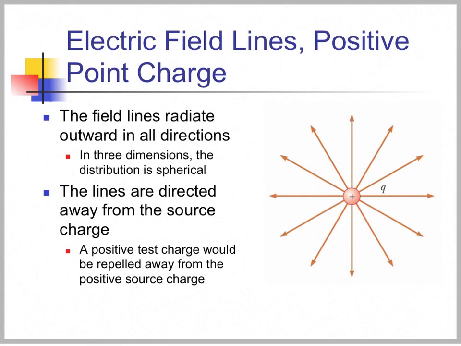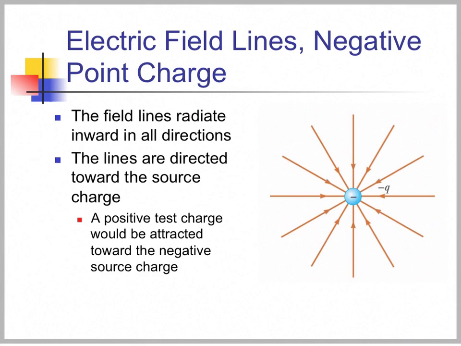So let's look at field lines from different point charges. From a positive point charge, the field lines all radiate outward in a radial direction. In 3 dimensions, of course, it would be spherical. They're all directed away from the positive source charge. And then we can see that if we were to place a test charge in any position over here, it would experience a force that would go away from that positive source charge.